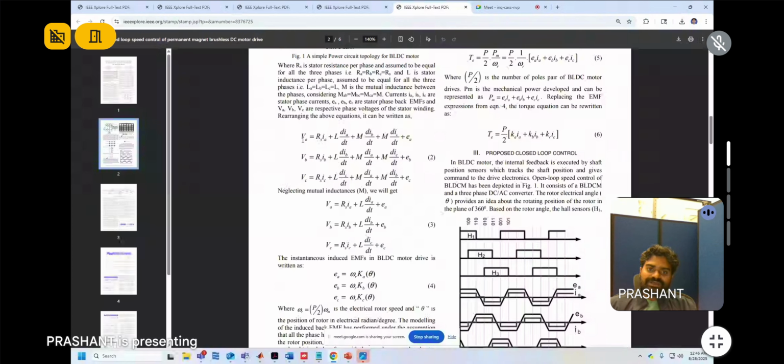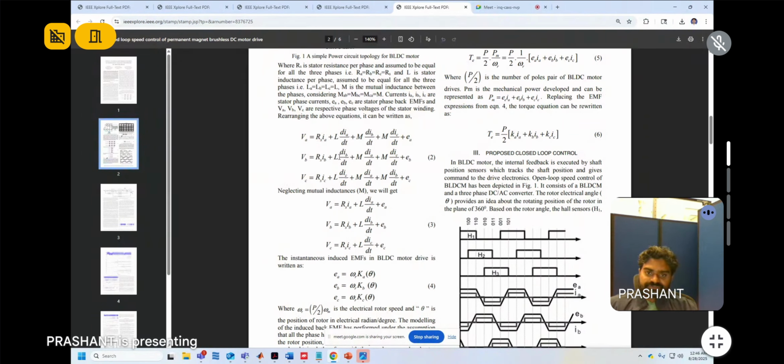I have some relations here: voltage, resistance. Suppose I am considering phase A. This is a three phase motor, so phase A, phase B, phase C. VA, VB, VC are the stator phase voltages. RS in all the three equations is the stator resistance. Ia represents the stator phase current: for phase A it is Ia, for phase B, Ib, and for phase C, it is represented by Ic.